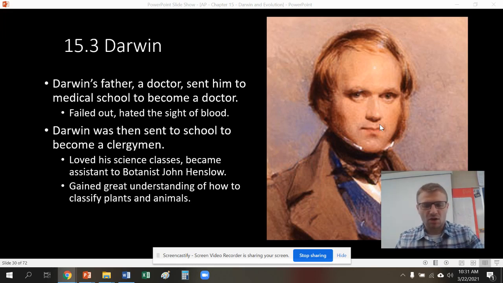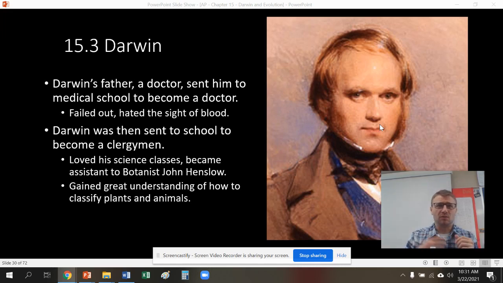But basically, Darwin came from an educated family. His dad was a physician, like his grandfather we talked about in the last section, and so he sent Darwin to medical school. He failed out. He actually hated the sight of blood. Darwin then went to clergyman school, like to become a religious person.